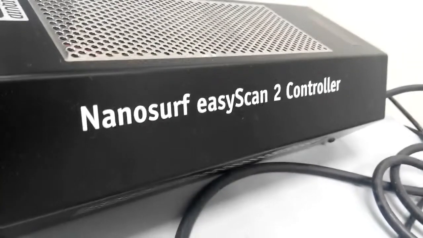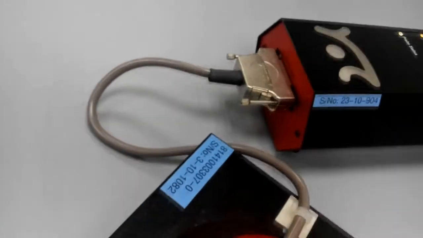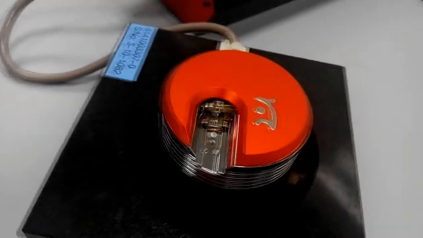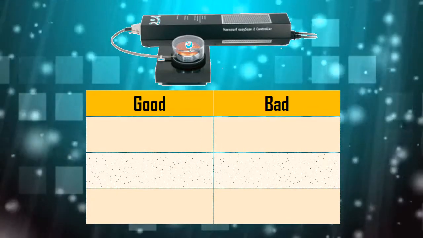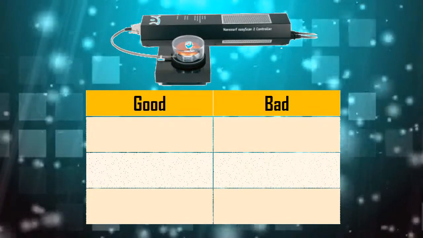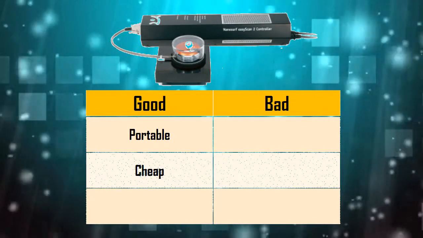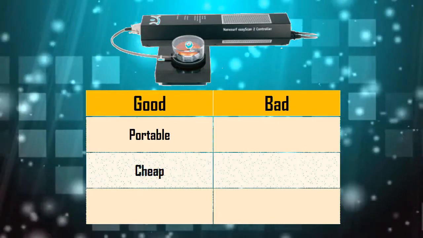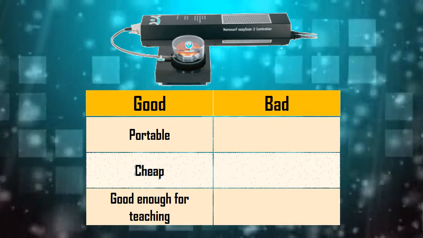In this experiment, we will be using the NanoSurf Scan 2 controller. And this is how it looks. The controller is also equipped with a scan head to put the sample and wire. There are many other types of STM equipment. Why do we choose the NanoSurf Scan 2 controller? Firstly, it is because it is portable. And in terms of cost, this is considered one of the cheaper ones in the market. Lastly, this equipment is good enough for teaching purposes.